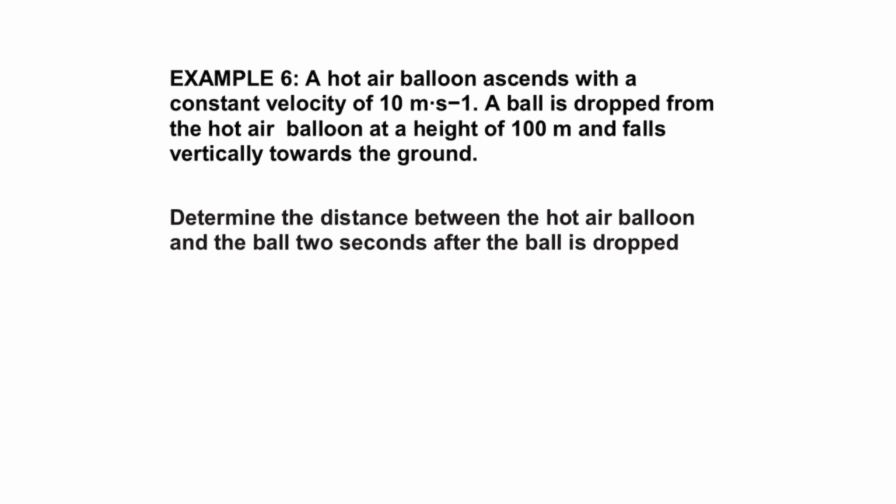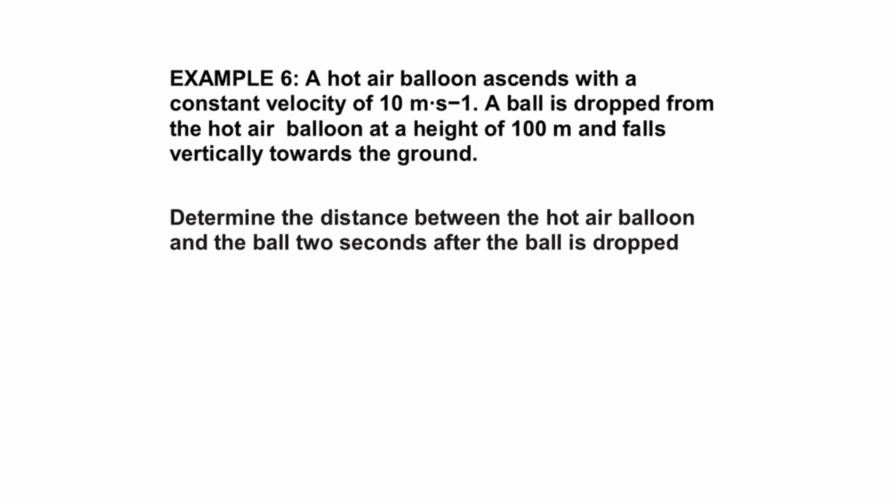This is another scenario you might come across. A hot air balloon ascends with a constant velocity of 10 meters per second. A ball is dropped from the hot air balloon at a height of 100 meters and falls vertically towards the ground. Very similar to the last example, but let's hear how it differs. Determine the distance between the hot air balloon and the ball 2 seconds after the ball is dropped.